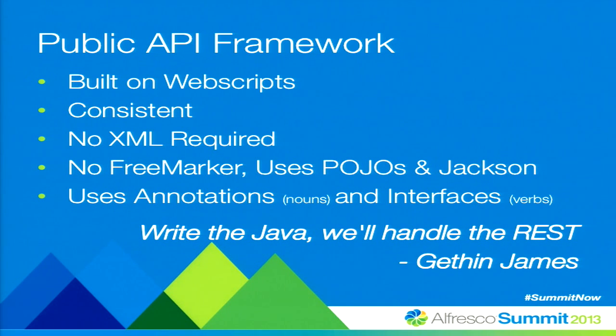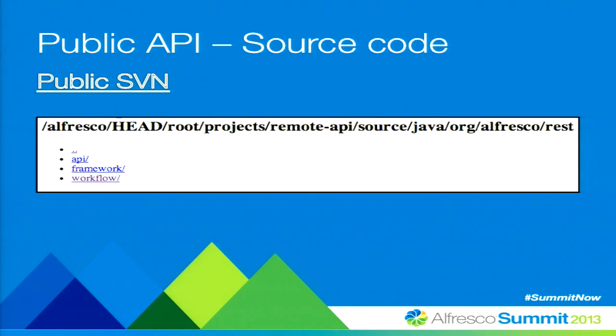Gethin came up with this tagline of, you write the Java and we'll handle the rest. And it's really true, as we'll see in another demo here, that it makes it incredibly easy to add to this sort of API. And all this is, of course, open source. Source code is available on our standard SVN repository under the Remote API project and within the org.alfresco.rest package there. And that link in the slide presentation will take you, I think, directly to that space.